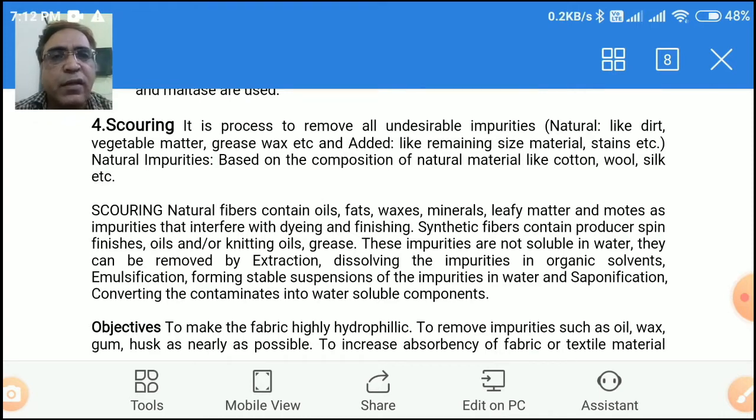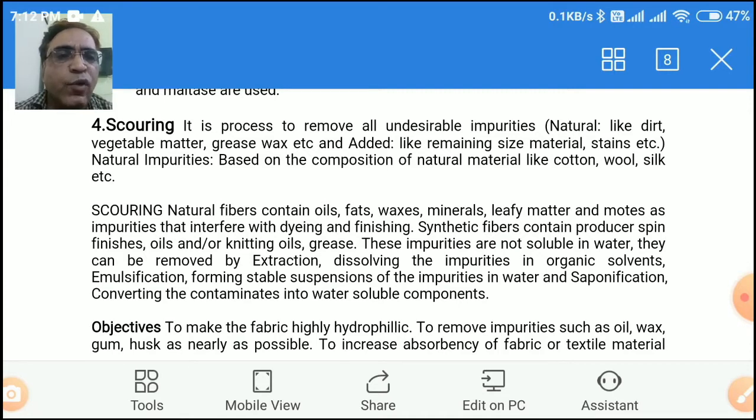I would say that scouring is the heart of processing. Why am I saying that? Because every wet process which we carry out depends upon the absorbency of the cloth. Oils and waxes provide hydrophobicity to the material. So fats, oils, waxes are the materials which affect the water absorbency.